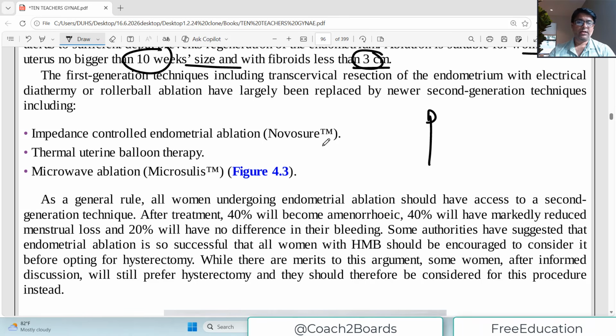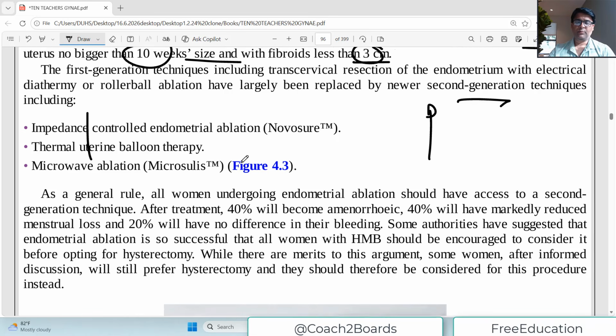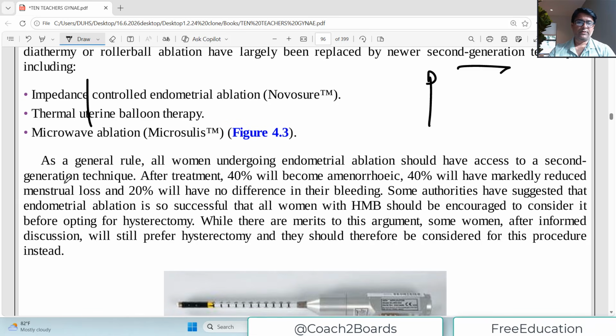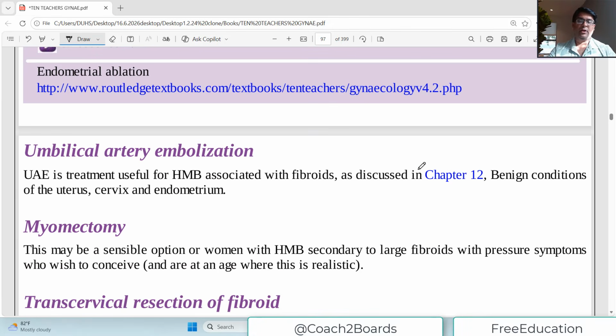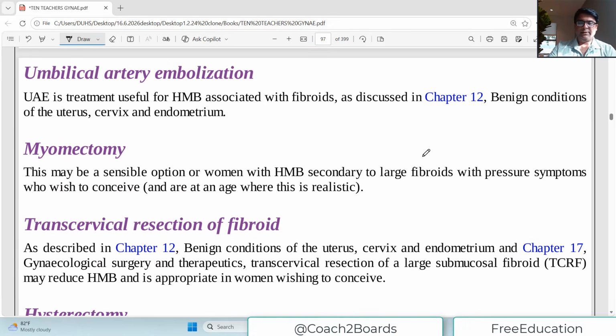Right, the first generation techniques include trans-cervical resection. So through the cervix you do that, and there is a second generation technique which includes all these. Which is a much more advanced system, obviously, as compared to the first generation. As a general rule, all women undergoing endometrial ablation should have access to a second generation technique. After treatment, 40% will become amenorrheic, the blood disappears completely for some time, obviously. 40% will have markedly reduced menstrual loss, and 20% will have no difference in their bleeding. So it is a 20% failure rate, you should know that this treatment is not 100% successful. In fact, any treatment for that matter.